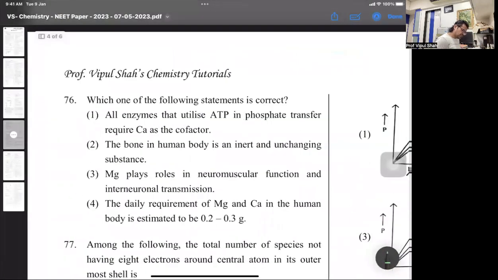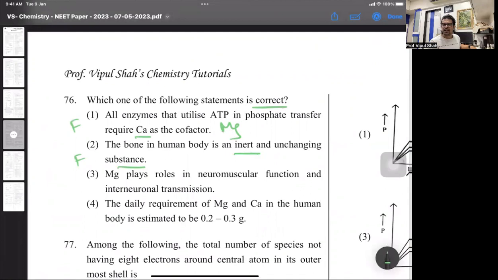76, which of the following statements is correct? What it says over here: all enzymes that utilize ATP in phosphate transfer require calcium as a cofactor. Not calcium, it's magnesium as a cofactor. So the first one is false. The bone in the human body is an inert and unchanging substance. It's also false. It's not inert.